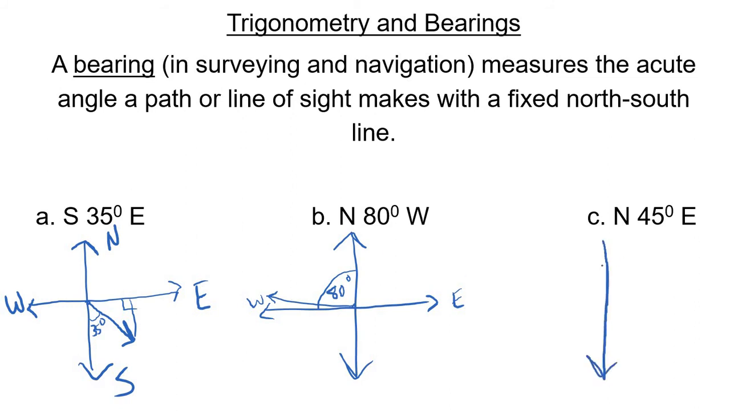This one, again, I'd encourage you to maybe pause and see if you can draw this on your own. So north 45 degrees east. So of course here's my east. So we're going like that. We rotated 45 degrees from the north line. Of course these would both be 45 in this case.